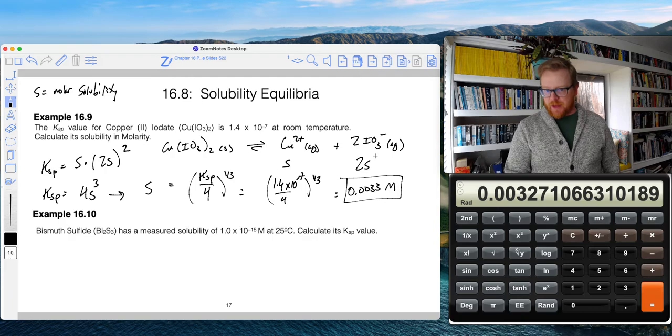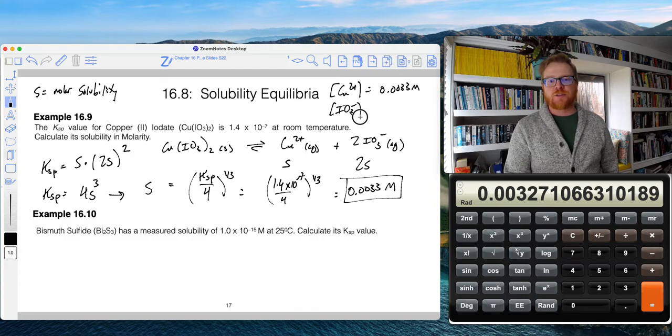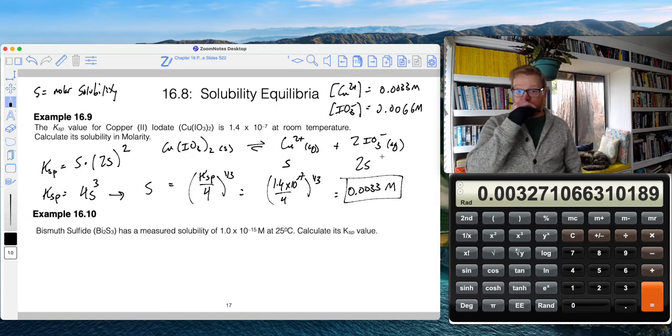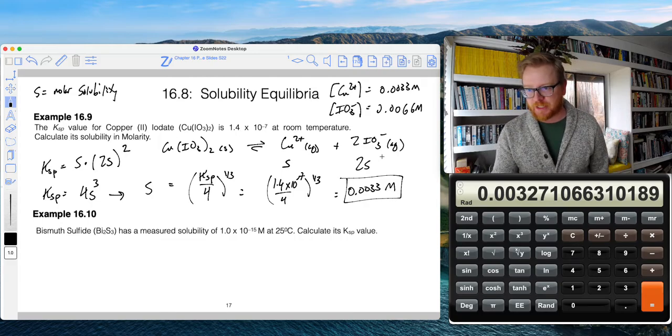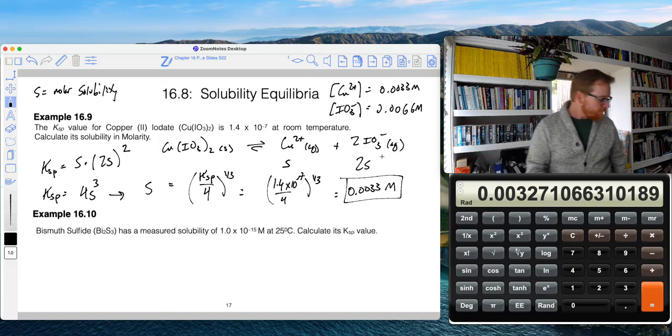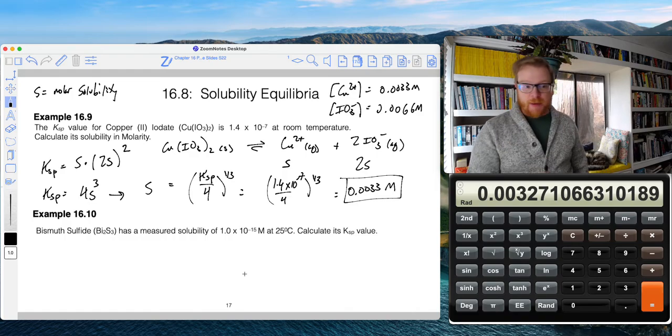And then now if we think about these ratios, okay, so this is telling me that if I had a solution that was 0.033 molar in copper, and if I had a solution that was 0.0066 molar, so 2 times that value, that would be my threshold amount of those 2 ions before precipitation would occur. Okay. So let's do now another type of calculation.